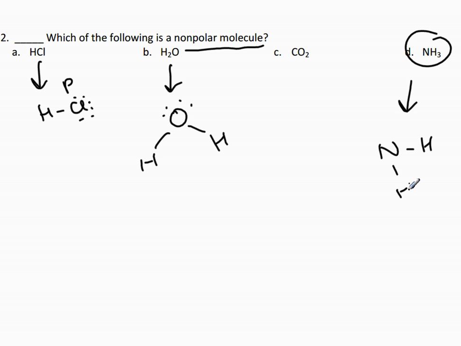CO2, that's what your CO2 molecule looks like when you draw it correctly. It has two double bonds. Double bond here, double bond there. No lone pairs of electrons. The terminal atoms are the same. That's what makes that sucker nonpolar.